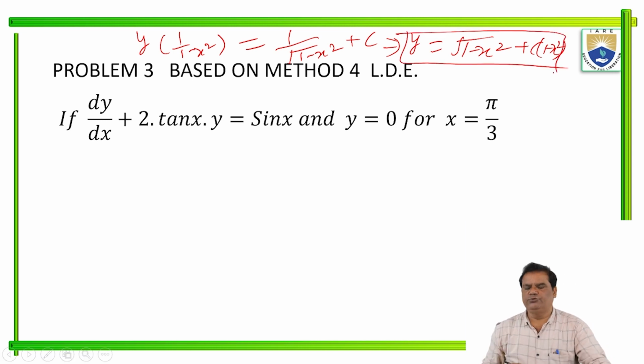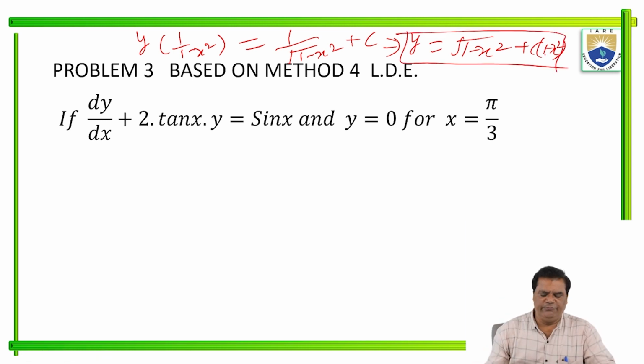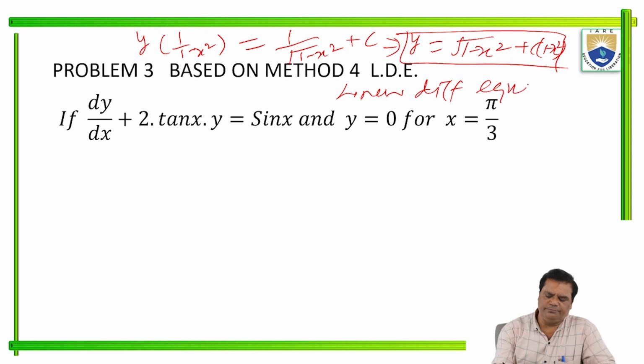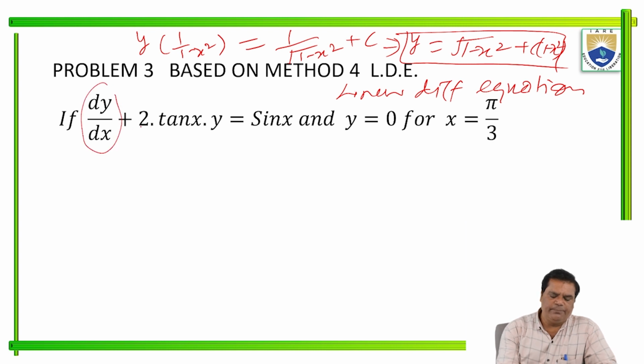This is the complete solution of the previous problem. Next problem, problem 3 based on method 4, linear differential equation. This is a linear differential equation, and here the question is dy/dx plus 2 tan x times y equals sin x. Initial conditions are given here.